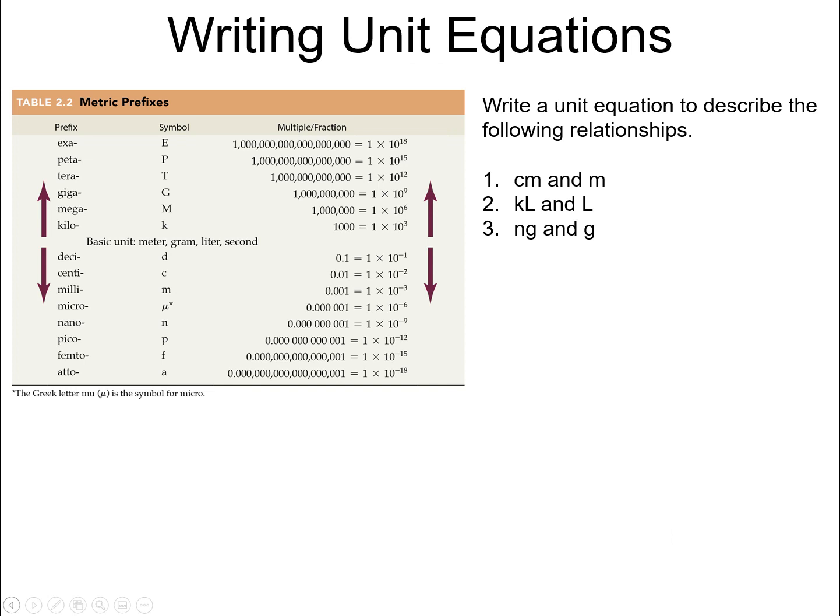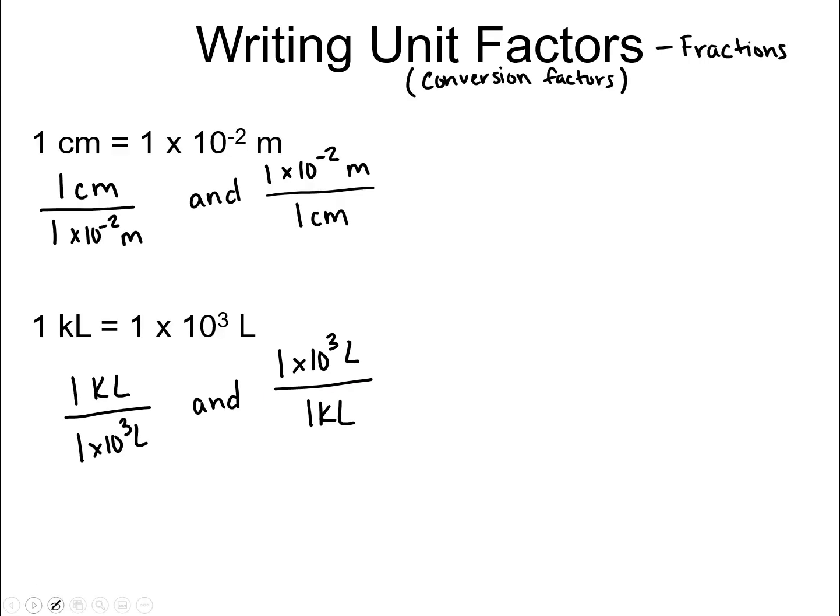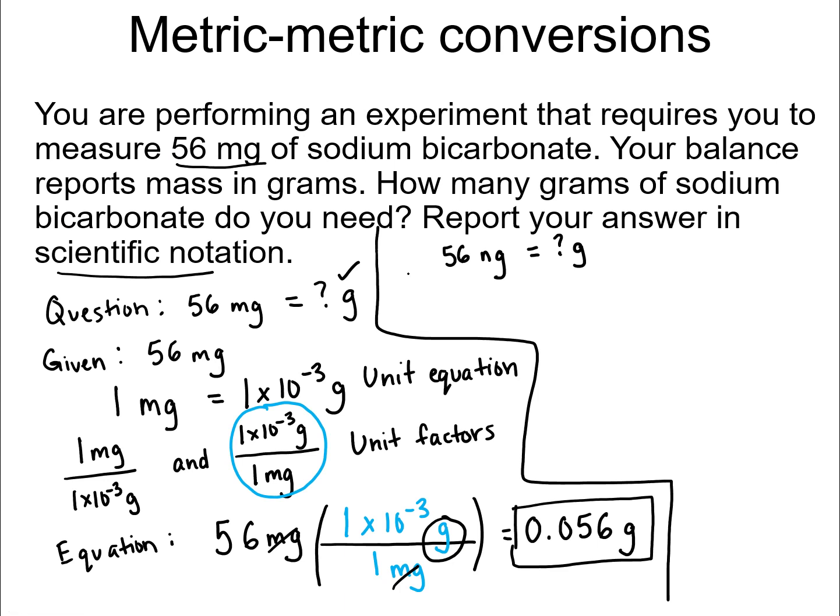So we're doing nanograms and grams. Yeah, we already kind of did this one. So that's the information we're going to use. We've got 1 nanogram is 1 times 10 to the minus 9 grams. That's our unit equation.